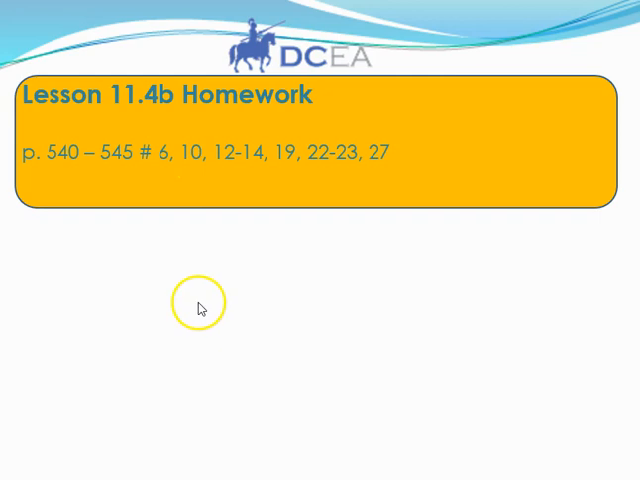Your homework is numbers 6, 10, 12 through 14, 19, 22, 23, and 27. The homework problems that are in the 20s are a little bit more difficult than the other ones. If you need some assistance, be sure to contact me, and we'll work those problems out.